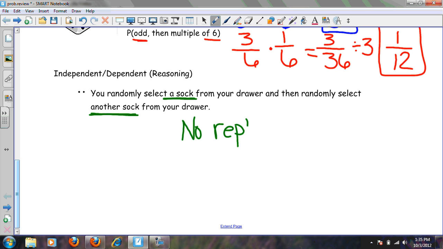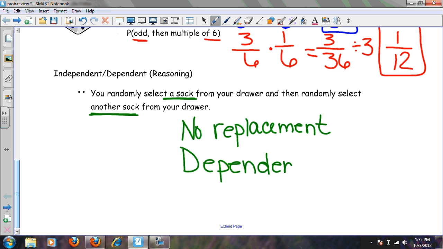No replacement. Since there is no replacement, these are dependent events. It's a dependent event because you have one less sock in your drawer after you draw the first one to put on.